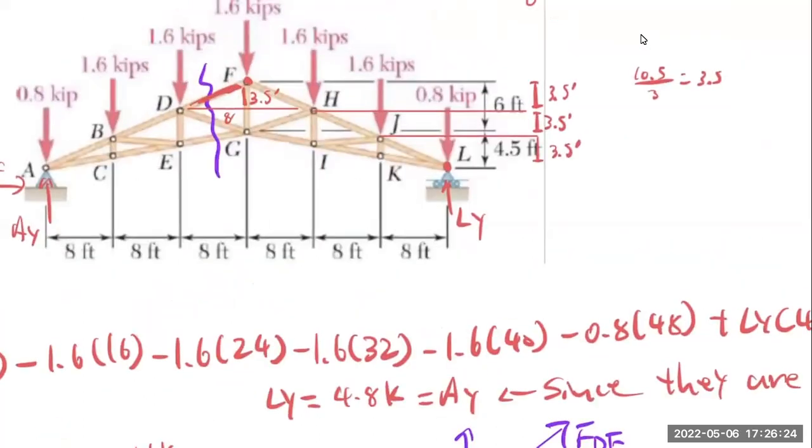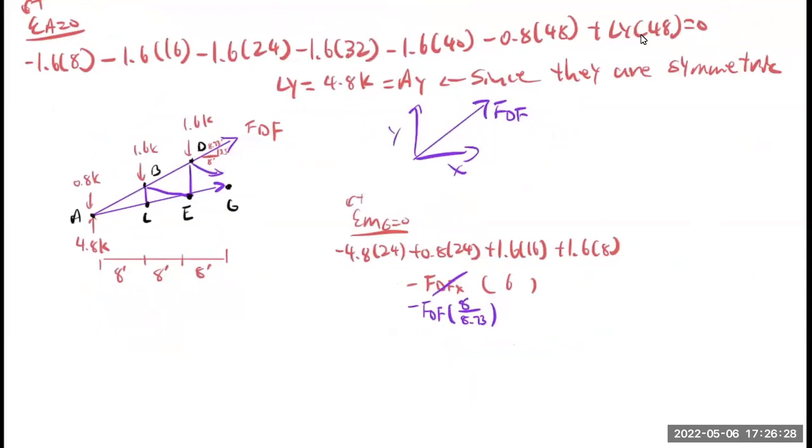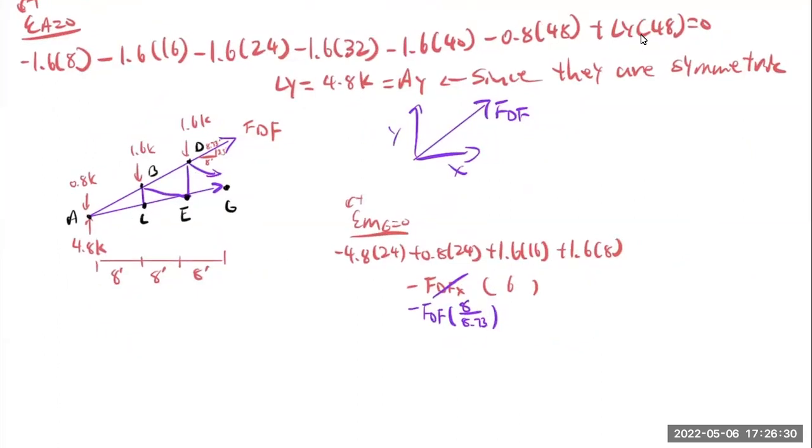From F to G, the distance is 6 feet. So multiply by 6. That's the perpendicular distance. And then rearrange the equation to solve for FDF. We can get FDF is equal to negative 10.48 kips, which we can write as 10.48 kips compression.